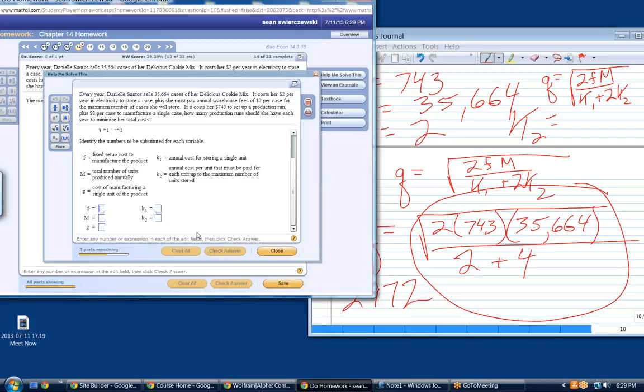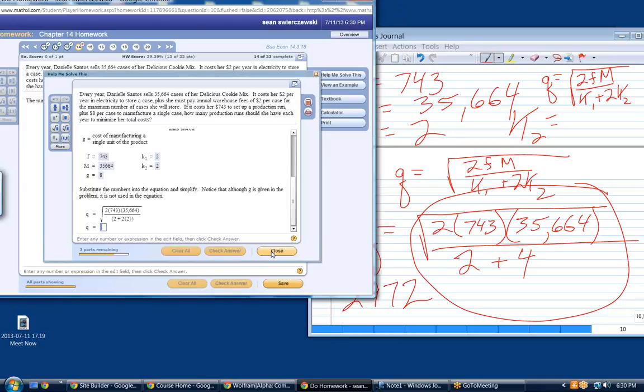Are we going to get to answer this one? Should we go through this one? Or see, once they've given us that equation, we don't need to do this anymore. Yeah, you can just close. But let's make sure we're right. Otherwise, we could be spinning our wheels all day here. 743 for that. 35664 for that. G was 8. K1 is 2. And K2 is 2. Let's check that. Okay. Now we can close it out.